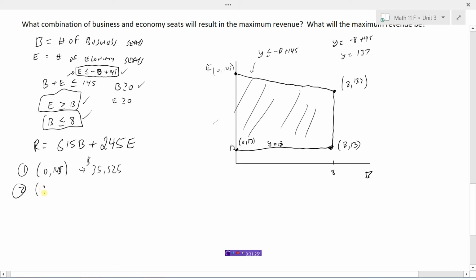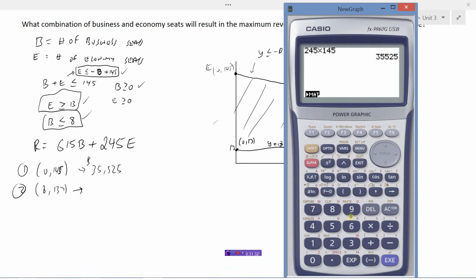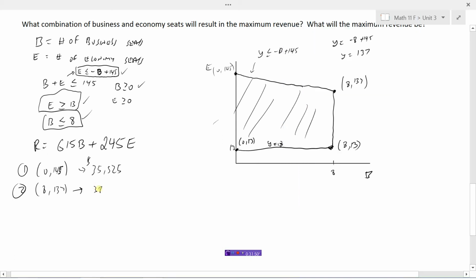So that's 8, 137. So we're going to maximize our business class. Let's see. So 615 times 8 plus 245 times, which is 137, 38,485. So that's a better deal yet.